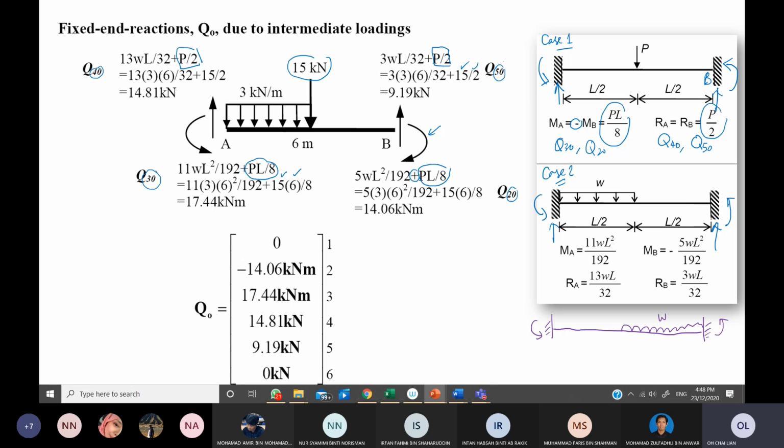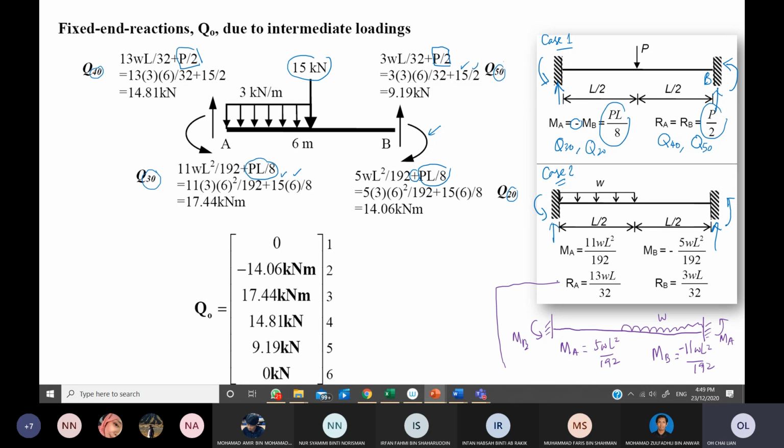Imagine you have a printout of this case 2, then you turn it and look at the back page. You will find that this MA will be here, and this MB will be here. Similarly, you can write MA is actually 5WL squared over 192. MB now becomes 11 WL squared over 192. But the direction is still the same, therefore MB will be negative here.